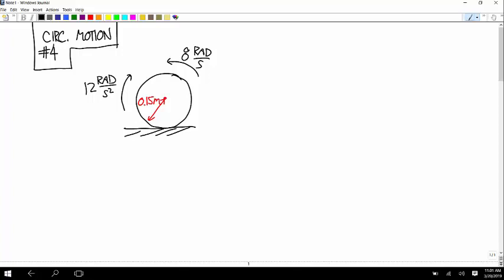And then we want to know the velocity vector of the golf cart, which is the same as the velocity vector of the center of the wheel. And we want to know the acceleration of the golf cart. That's the acceleration of the center.